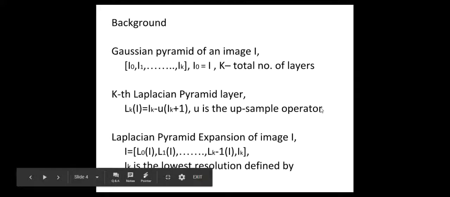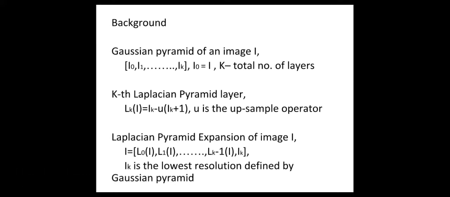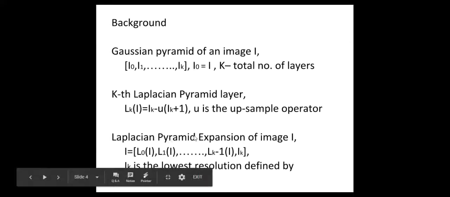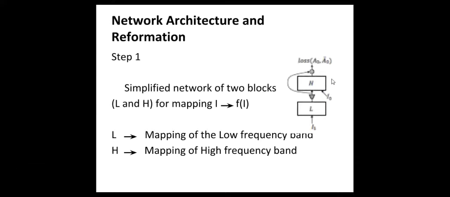So let us look at the background that is required for this method. We write the Gaussian pyramid of an image as I0, I1 to Ik, where I0 is equal to I and k is the total number of layers, and the kth Laplacian pyramid layer is represented by this equation. And then the Laplacian pyramid expansion of image I is L0 of I, L1 of I, to Ik, where Ik is the lowest resolution defined by the Gaussian filter. And let us see the network architecture and reformulation.